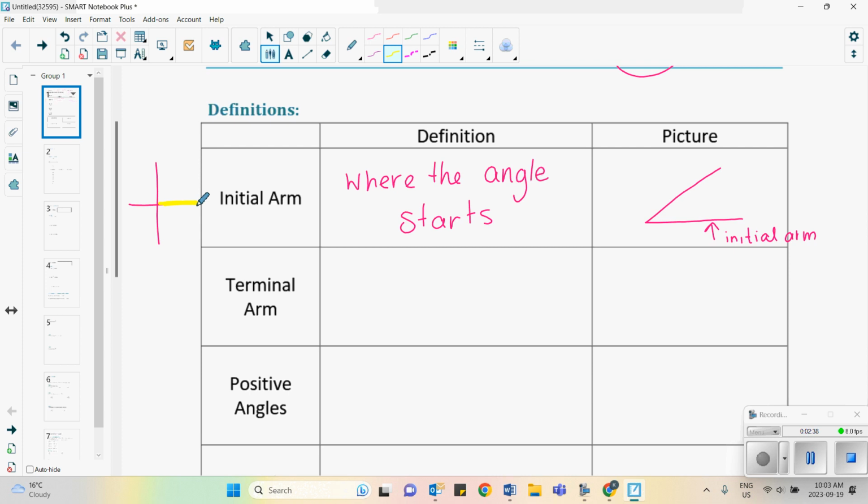So initial arm. Anybody want to guess where a terminal arm is? Where the angle ends.